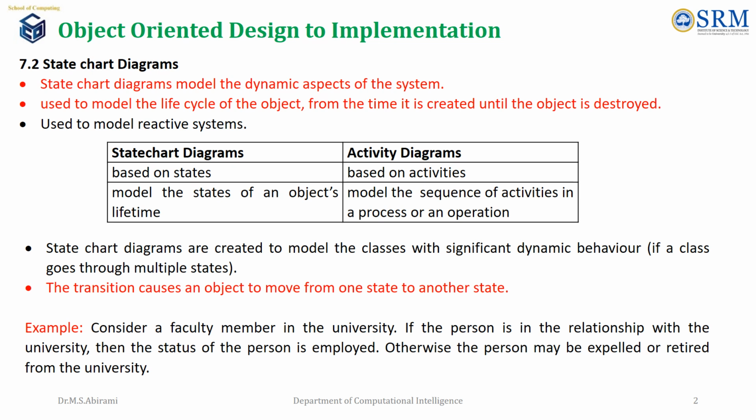For example, consider a faculty member in the university. If a person is in a relationship with the university, then the status of the person is employed. Otherwise, the person may be expelled or retired from the university.